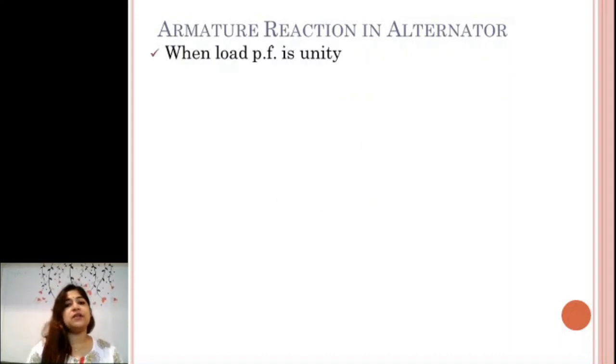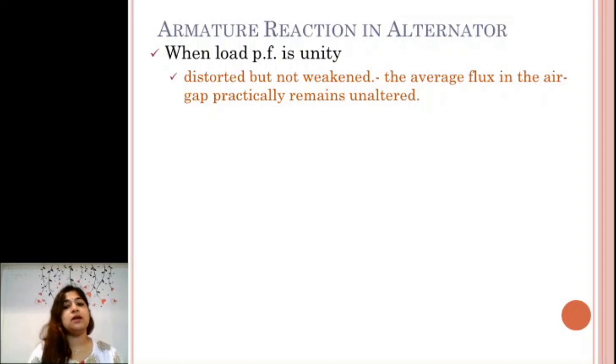So, armature reaction in alternator when load power factor is unity. It means when the load is purely resistive, at that time the main flux will be distorted because of armature flux but not weakened. The overall flux will remain the same, but the direction of the flux will be somewhat distorted. The average flux in the air gap practically remains unaltered. We will see how it happens.